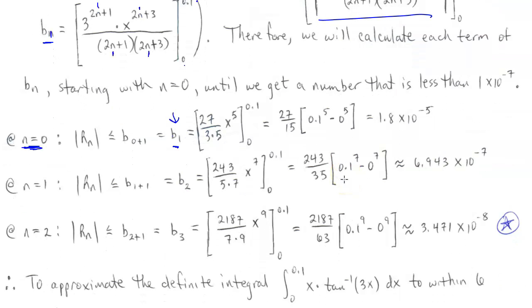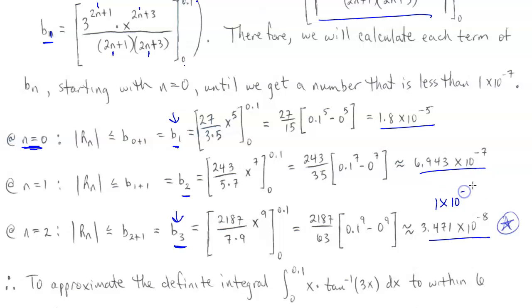So when I was writing this out, I noticed that I already knew what my b sub 1, b sub 2, and b sub 3 terms actually were. All I need to do now is just evaluate it across my limits of integration to see what numbers I get. And you see that once I get to when n is equal to 2, which is the b sub 3 term, then I actually get a number that is smaller than 1 times 10 to the negative 7.